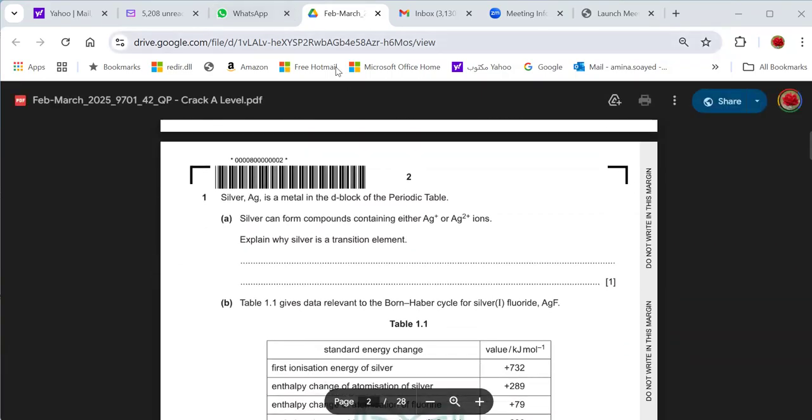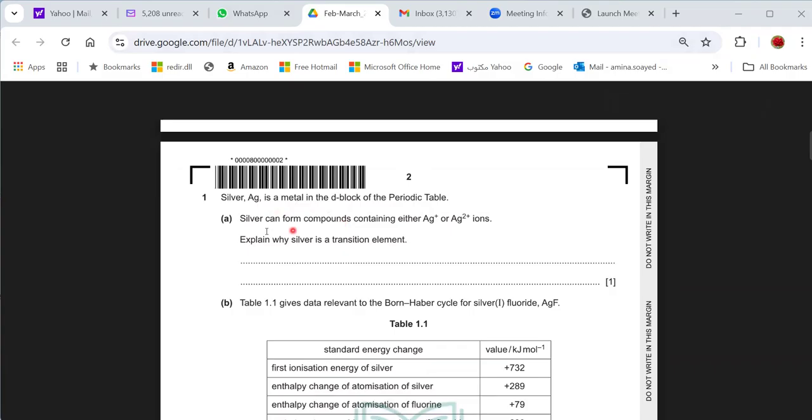The first question says, silver is a metal in the D block of the periodic table. Silver can form compounds containing silver positive and silver positive 2 ions. Explain why silver is a transition metal.